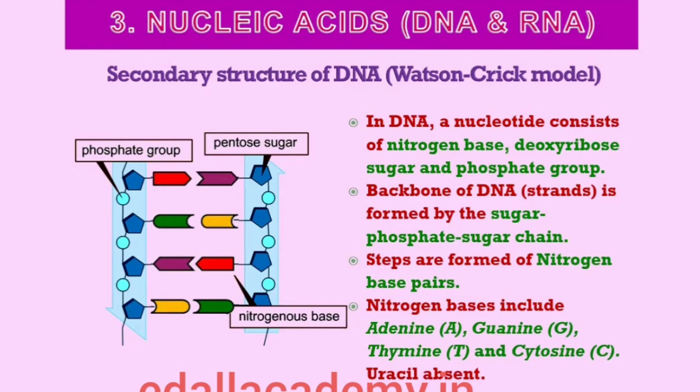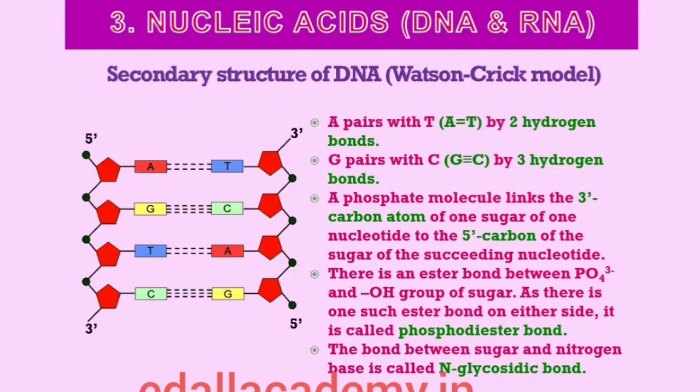Try to remember Chargaff base pair rule. According to Chargaff base pair rule, adenine always pairs with thymine. In between adenine and thymine, there are two hydrogen bonds. Guanine always pairs with cytosine. In between guanine and cytosine, there are three hydrogen bonds.